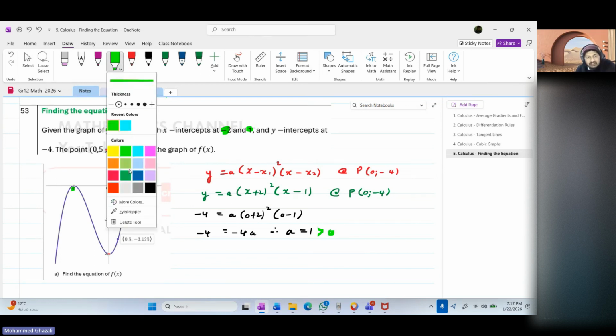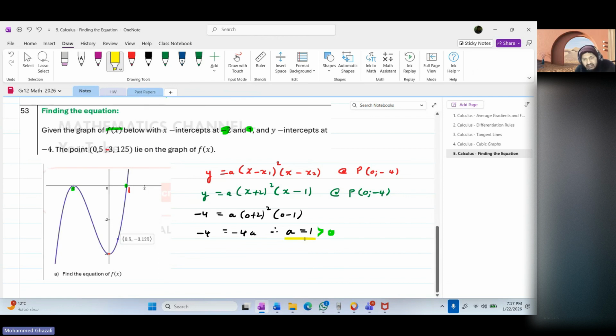Now, since the value of a is 1, we're going to substitute 1 into this equation. Remember, the value of a is now 1. So this implies y is equal to, you don't need to substitute 1 now, just write x minus 1. I'm rearranging this, so I'm going to write x minus 1 into x plus 2 all squared. What is x plus 2 all squared? You have to open up this entire equation to get the standard form of the equation.